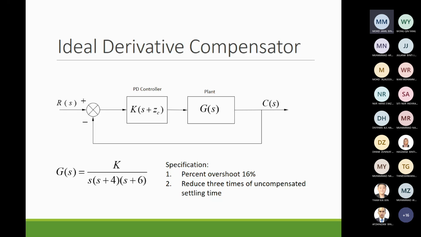So let's say you are given this transfer function or system, and you have the specification of 16% overshoot, and you want to reduce the settling time by 3 times, meaning that you want to reduce the original settling time to one third.